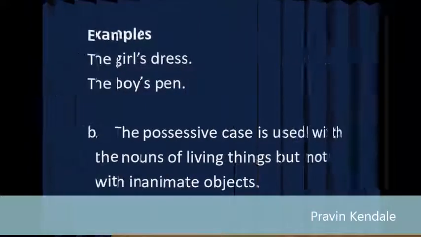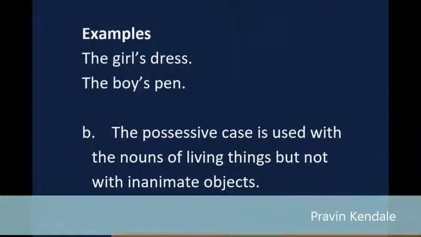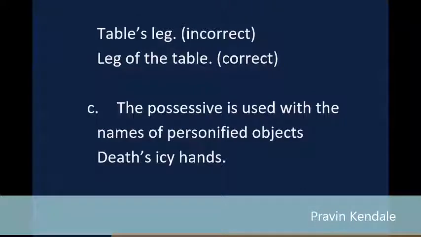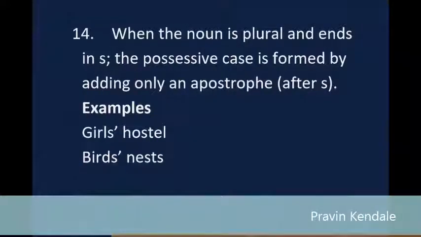B. The possessive case is used with the nouns of living things but not with inanimate objects. Table's leg. Incorrect. Leg of the table. Correct. C. The possessive is used with the names of personified objects. Death's icy hands. 14. When the noun is plural and ends in s, the possessive case is formed by adding only an apostrophe after s. Examples: girls' hostel, birds' nests.